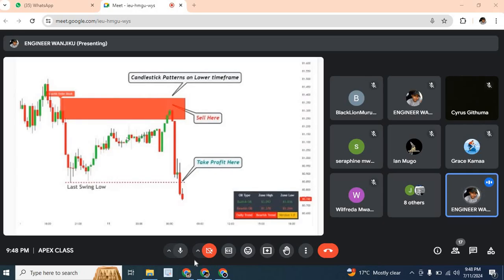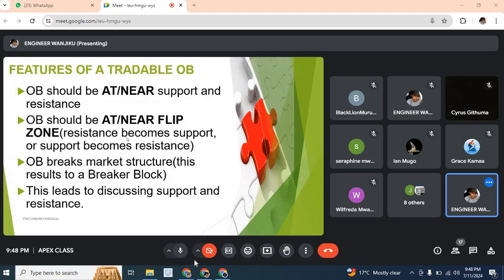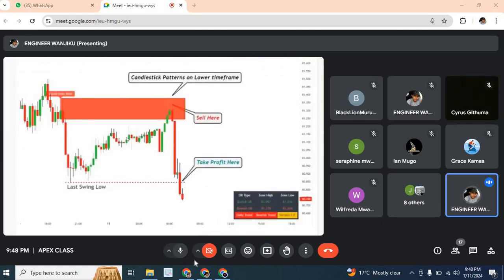I hope that is clear. Any questions? Any questions before we go to features of a tradable order block? Any questions?